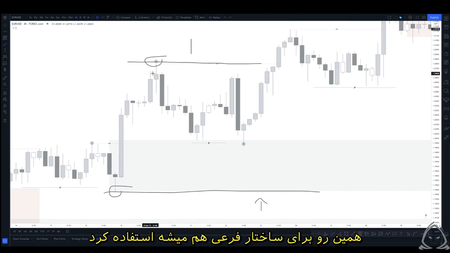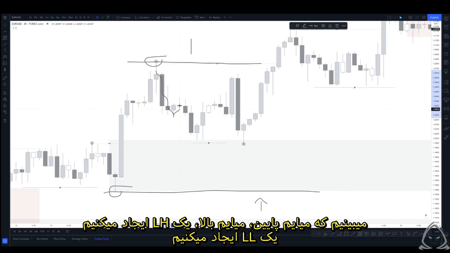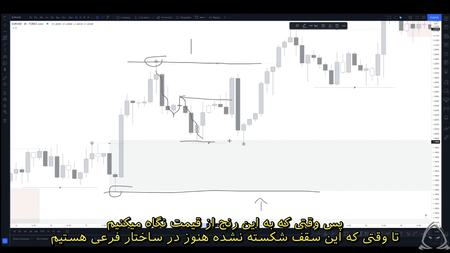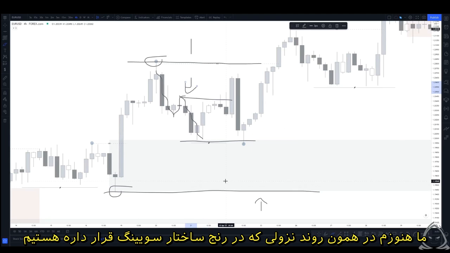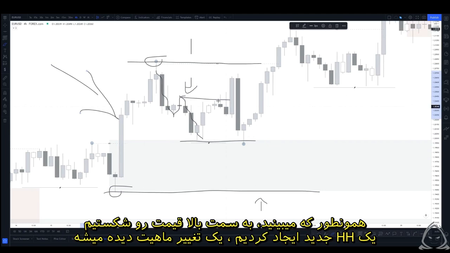And the same can be said for our substructure. So as we can see, we come down, we come up, we create a lower high, we create a lower low. So when we're looking at this range in price, as long as this high isn't violated, we're still in substructure and we're still in that downtrend contained within the swing structure. And then as we can see, we break to the upside, we create a new higher high, we've seen a change of character.